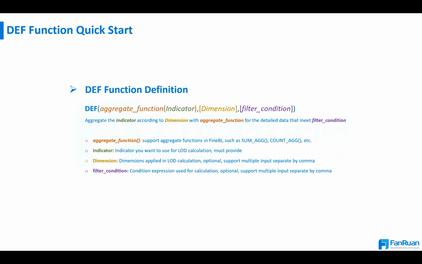The dimensions are the dimensions you apply in your LOD calculation. It is optional and you can provide multiple values to group data with multiple group elements, separated by commas. Filter conditions are the conditions you use for your calculation. Only values under a true condition will be taken into calculation. It is optional and it also supports multiple value input.